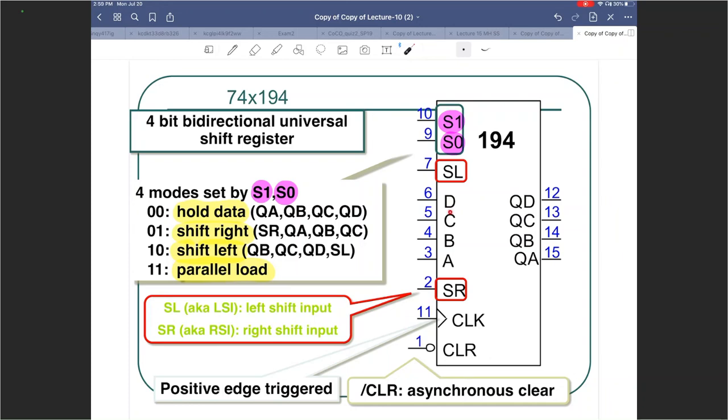A, B, C, D, those are your 4 D flip-flop inputs. You can use that for parallel load operation. It's a positive edge triggered design. It has an active low asynchronous clear. Asynchronous meaning outputs can go to 0 at any time. Outputs can all be cleared to 0 at any time. They don't have to wait for the positive edge of the clock.